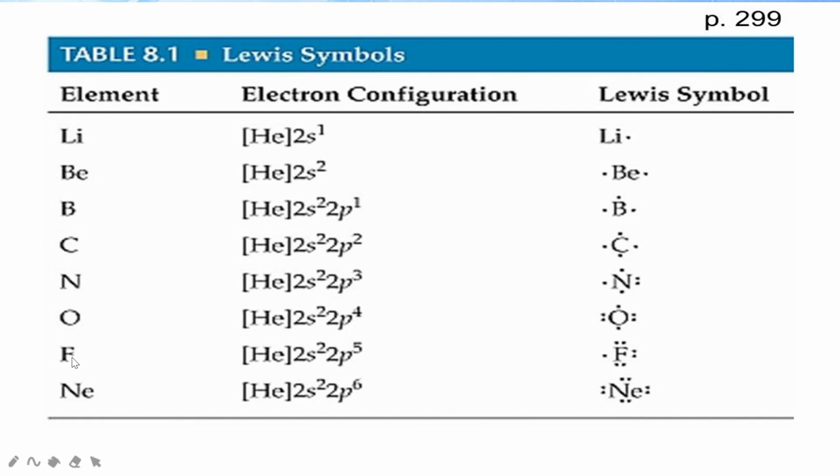Another example is fluorine. Fluorine has 7 valence electrons. So you have to put 7 Lewis dots. 1, 2, 3, 4, 5, 6, and so on and so forth. So that is the Lewis symbol.